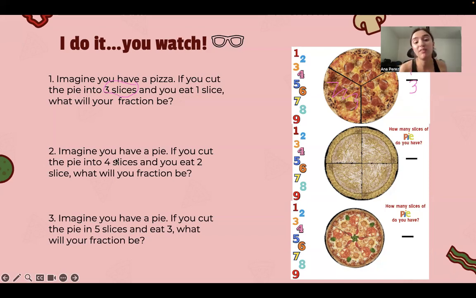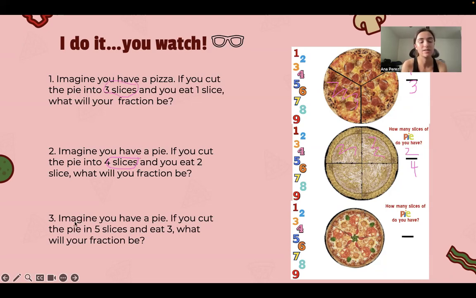Number 2, imagine you have a pie, and let's say you cut the pie into 4 slices. It's already cut here, as you can see. And then you eat 2 slices. What will your fraction be? How many equal parts do we have in total? 4. And how many slices did we eat? 2. So our fraction is going to be 2/4.